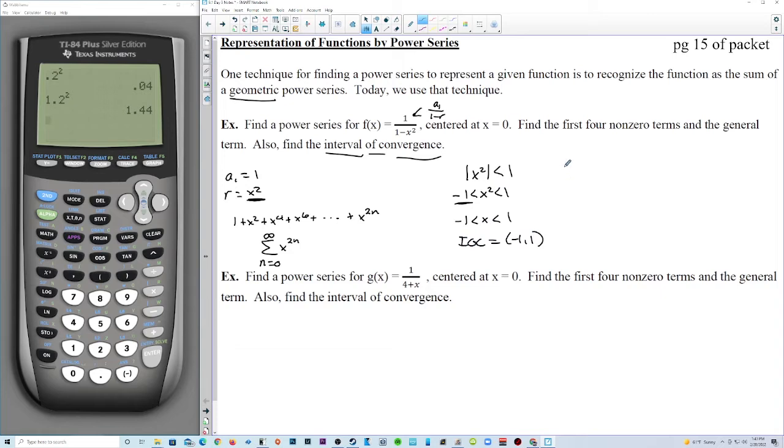Now, even if you had absolute value of x to the third is less than 1, even though you could take the third root of -1, no problem. Even if you had x to the fourth is less than 1, that's -1 less than x less than 1.